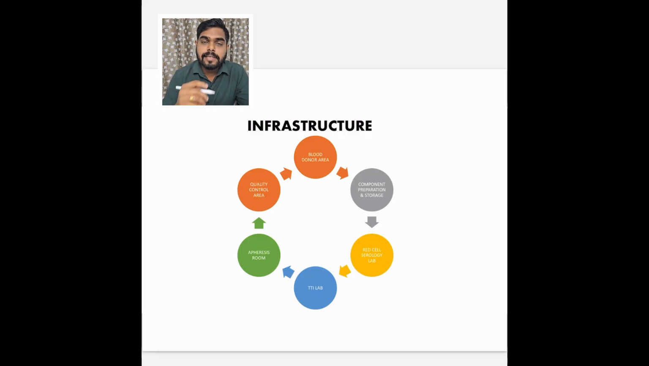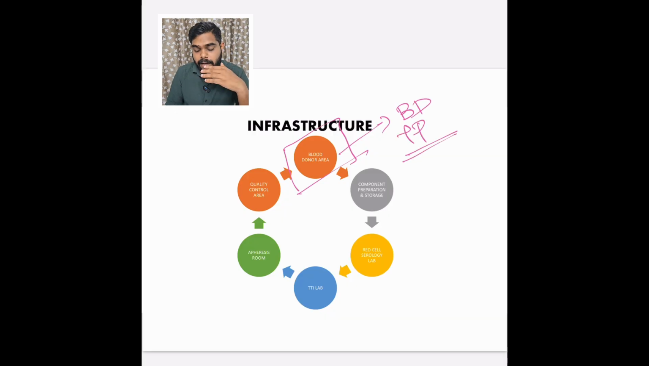So coming to the infrastructure. The main area is our blood donor area, where donations happen and therapeutic phlebotomy happens. After donation, we take the bag, store it, and do the component storage and component preparation. We have a separate area for component preparation from the blood bag. We are preparing PRBC, FFP, cryo, and RDPs.